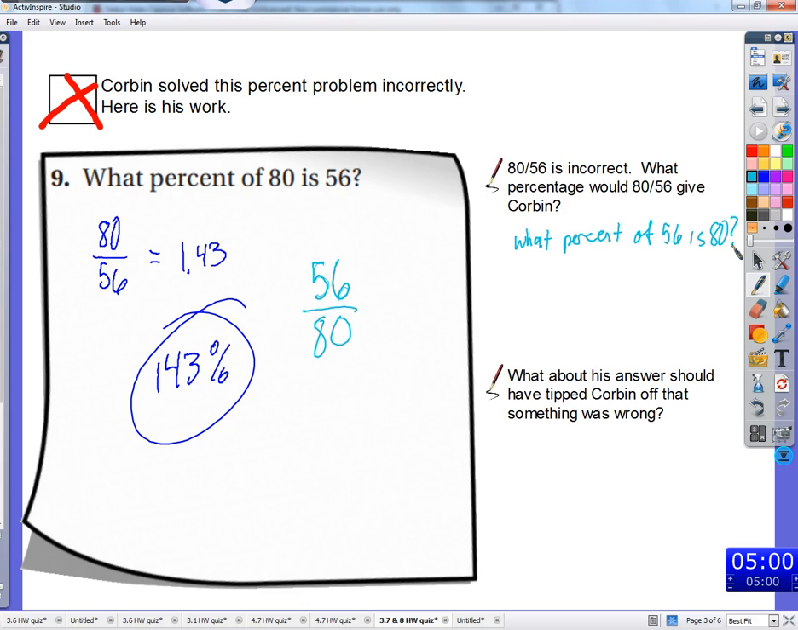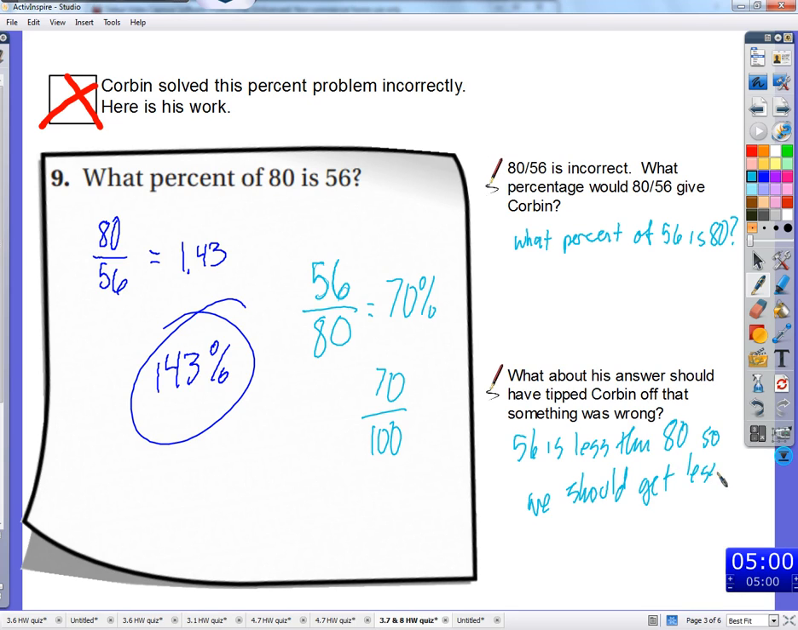So 56 over 80, what percent does that give us? 0.7. So 70%? 70%. What does percent mean? Percent. Per 100. In other words, per hour, per minute, per second, per whatever. Percent is per 100. So when we write percent, we really mean 70 per 100, right? 70 divided by 100, or 0.7 if we write it as a decimal. So 56 is less than 80, so we should get less than 100%. Very nice.